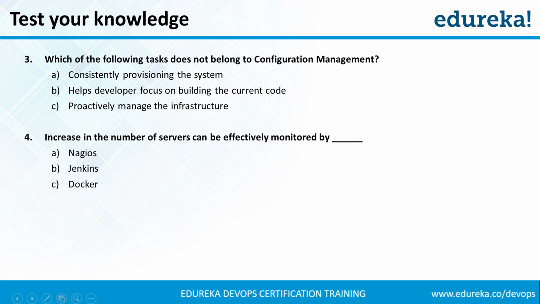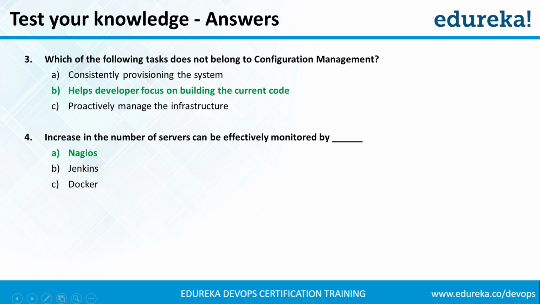Anyone? Can you answer this question for me? Which one of the following tasks does not belong to configuration management? We haven't talked about configuration management much, but I'm sure you get a fair idea of how it would work. So configuration management, we have been talking about it. It configures the machines for you, right? And increasing the number of servers can be effectively monitored by any of the monitoring systems. And the monitoring system that we have here, okay, it's Nagios. So the answer for 3 is B.